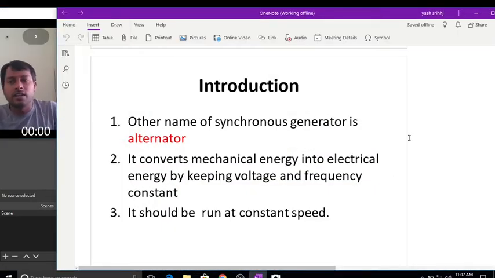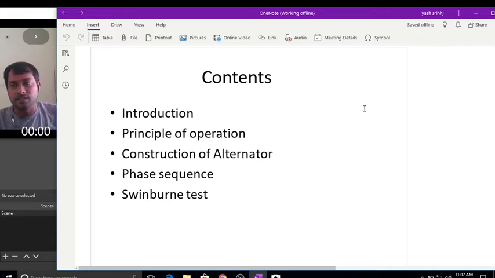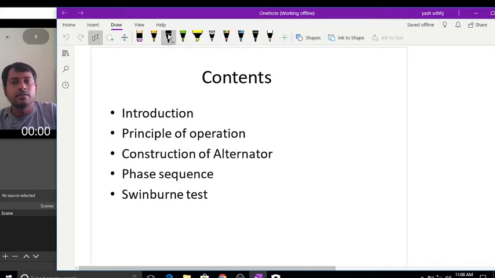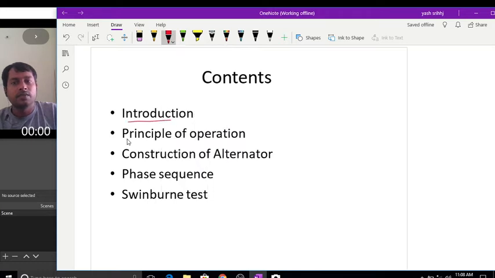So in this session I cover introduction to the alternator and the construction of alternator, and these are the contents which I discuss in this session. So introduction to the alternator: where the alternator is used, and the principle of operation of alternator.